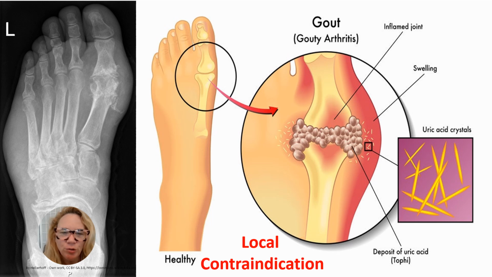On the left, you can see what gout looks like on an X-ray image, and you can see literally the buildup of swelling and foreign material on that big toe with those uric acid crystals. You might hear gout referred to as gouty arthritis as well. And again, it is a local contraindication.